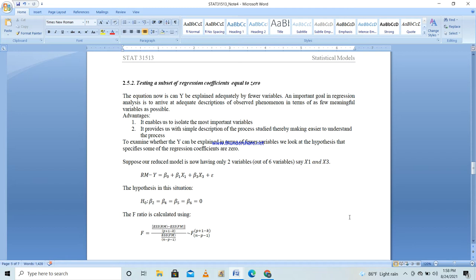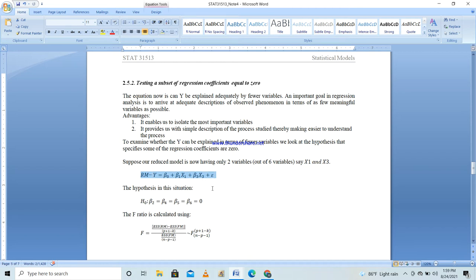Now for example, let's say you have six independent variables, that is x1, x2, x3, x4, x5 and x6. If you write your full model, it would be y equals beta naught plus beta 1 x1 plus beta 2 x2 plus beta 3 x3 plus beta 4 x4 plus beta 5 x5 plus beta 6 x6 plus the error. That would be your full model. But let's say that we have found a reduced model like this, where you have your response variable y, and then beta naught plus beta 1 x1 plus beta 3 x3 plus the error term. So in this case, as independent variables we have only x1 and x3, and we are left with x2, x4, x5 and x6.